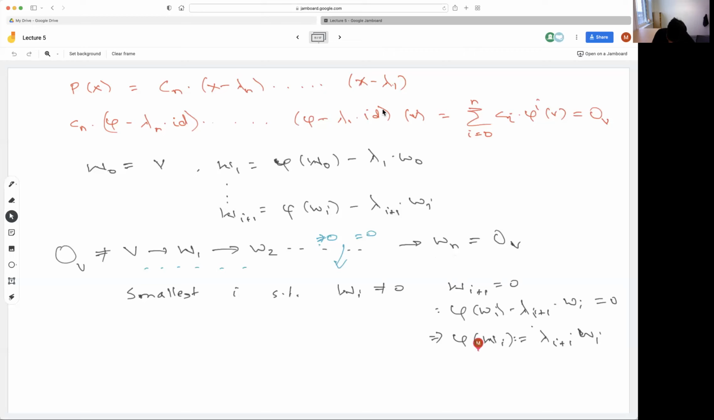And now this is kind of what we want. This is a non-zero vector. And the action of phi on this is just scaling, so this is an eigenvalue. So the first time this happens in this chain, we start with a non-zero vector, we get a zero vector, and that must be an eigenvalue. Any questions?